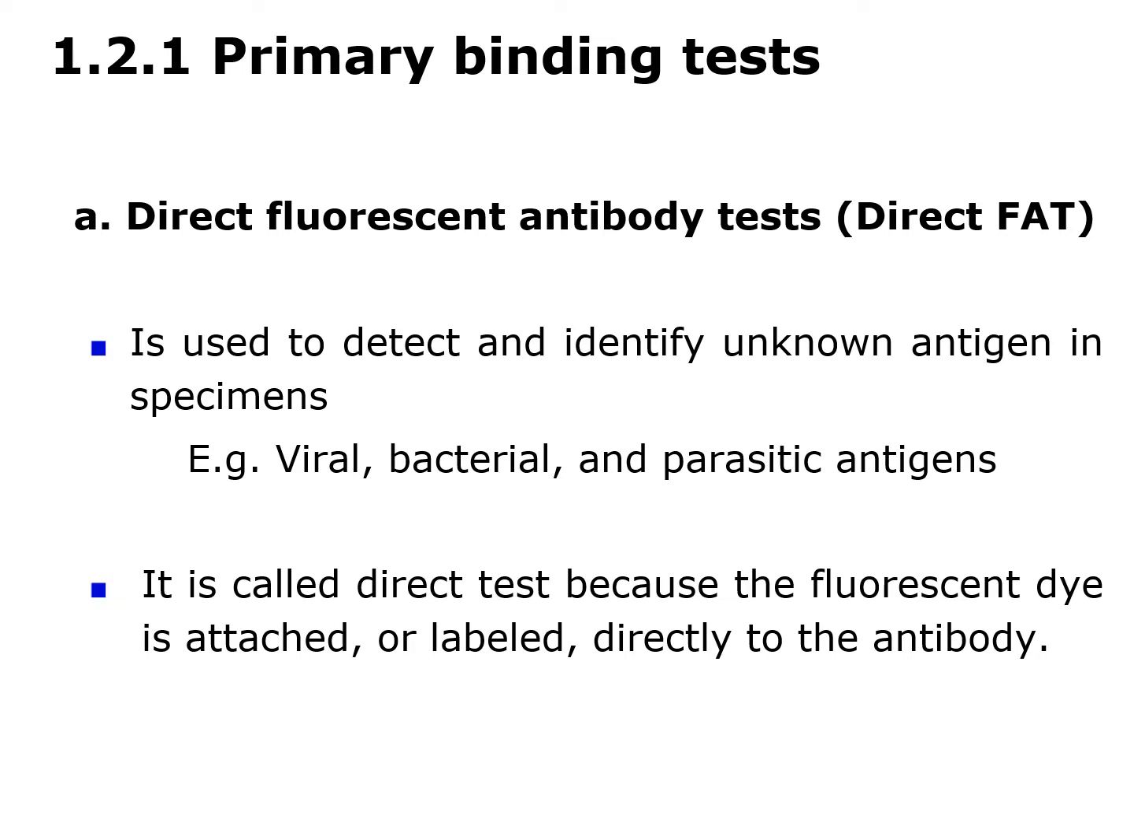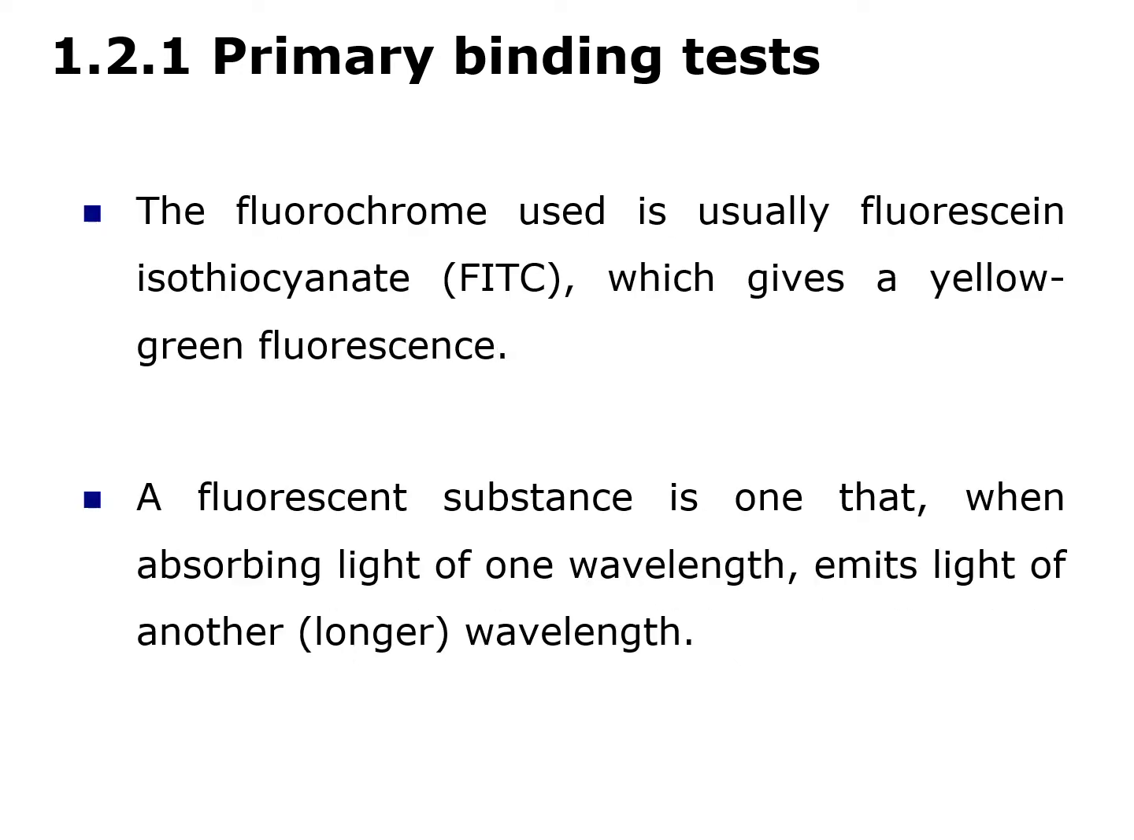An example of a label is a fluorescent dye. Example of that would be fluorescein. Right, so here it is. The fluorochrome, okay, that is the label, is fluorescein isothiocyanate, and it gives a yellow-green fluorescence.